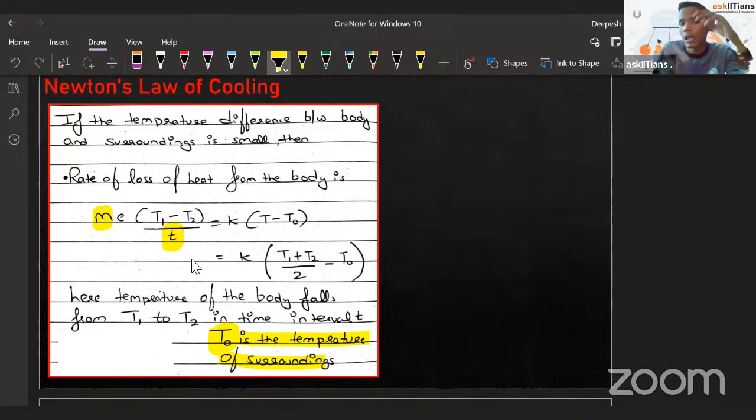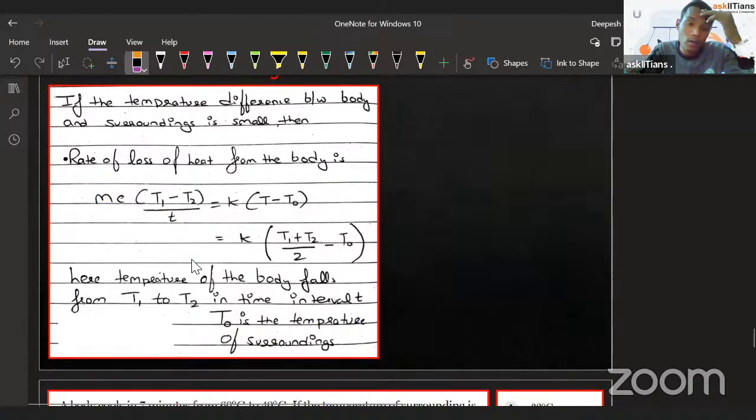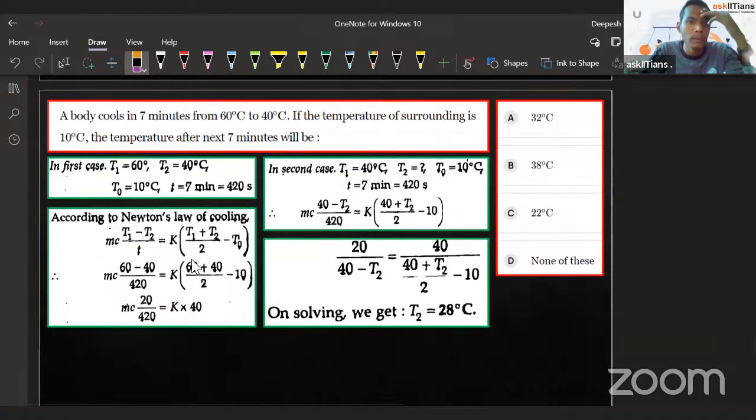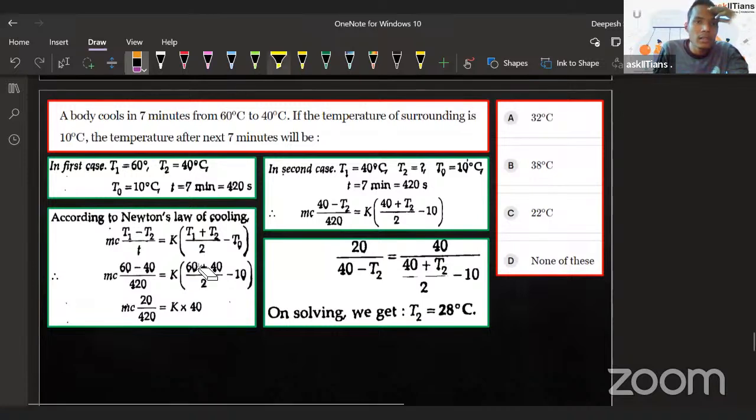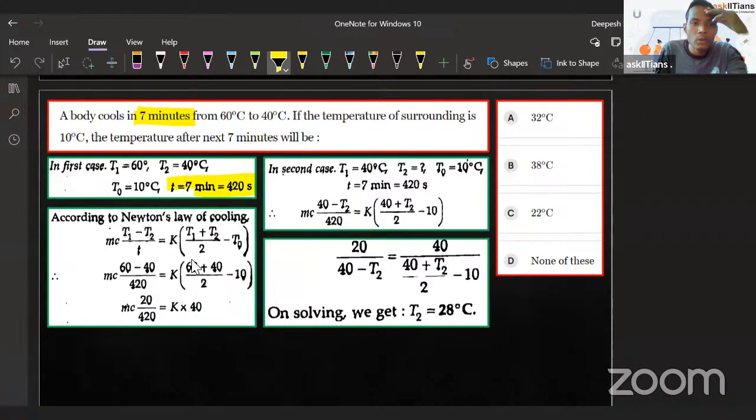Like how hot or how cool is the temperature of the surroundings. Now, it still looks like how to use the formula is not very clear, so I will show you an example. For example, in this question, a body cools in 7 minutes. So the value of time is given to you from 60 to 40. That is, T1 is 60, T2 is 40, and the temperature of surroundings is 10 degrees Celsius.